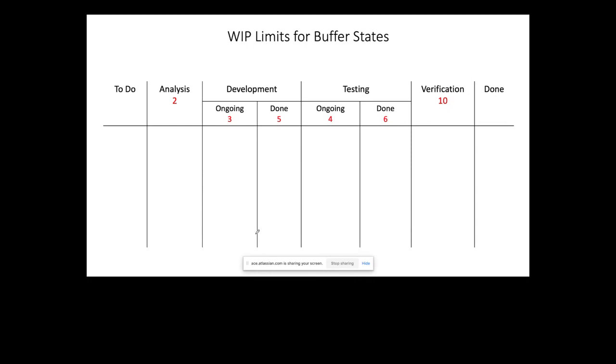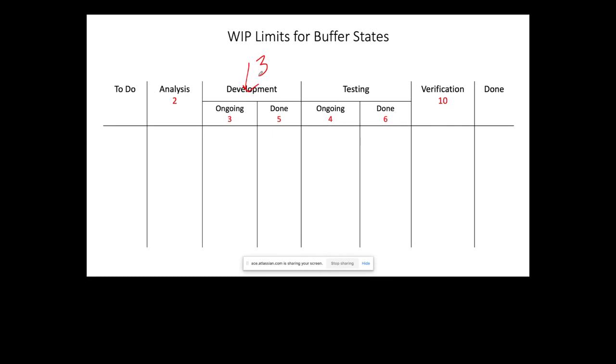Capacity of the team. One thing is capacity of the team, and the second thing is complexity. Now, let's say in our team we have 3 developers. Let's say each developer can work on one single ticket at a time. So we are putting our WIP limit based on the capacity that we have, right?